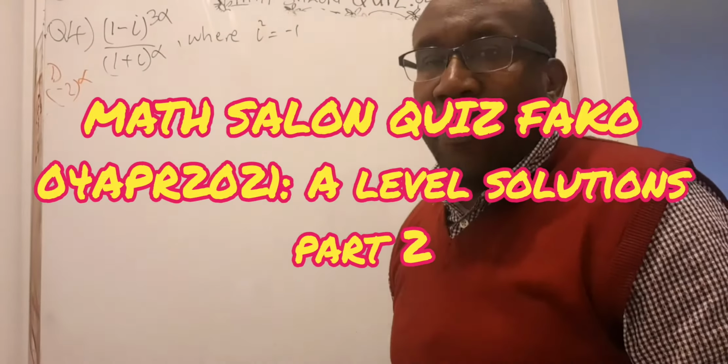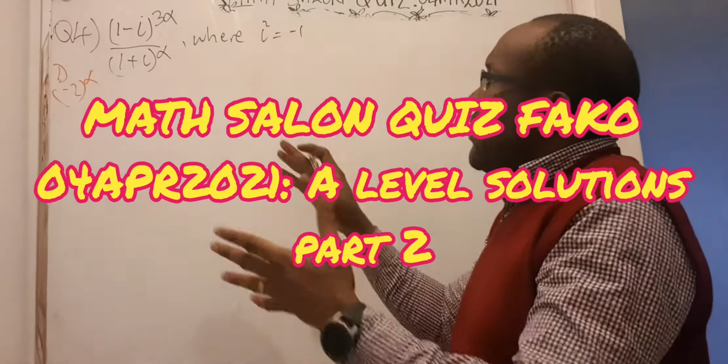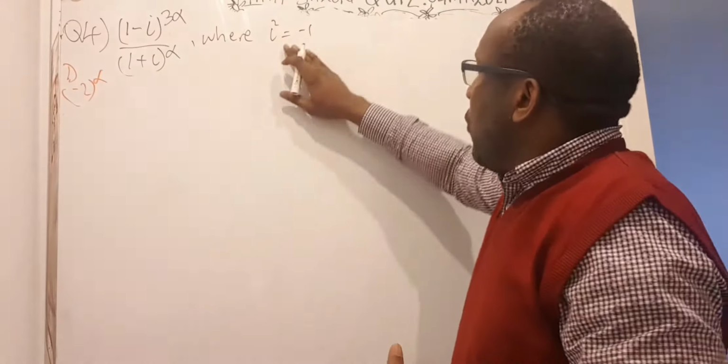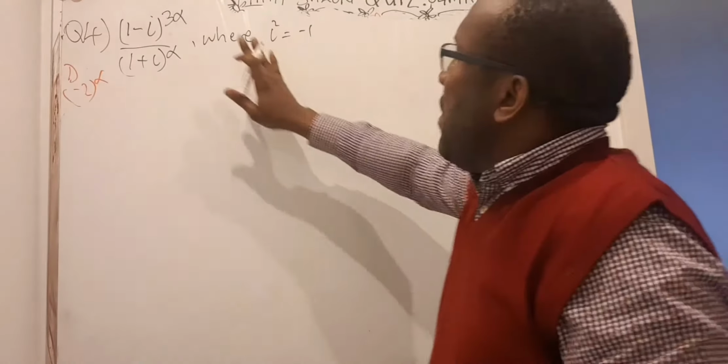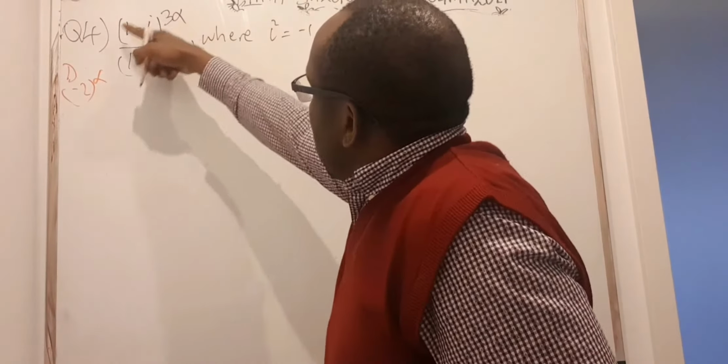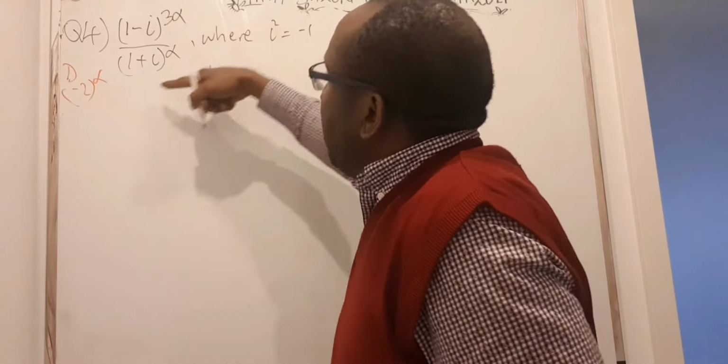The next one, question number 4, was a question on complex numbers. But sincerely, you didn't need to know too much about complex numbers because I gave you all the information here. I already told you i squared is minus 1. So it means you should just be able to see how you can play with this. So we're supposed to look for this value. What does this simplify to?